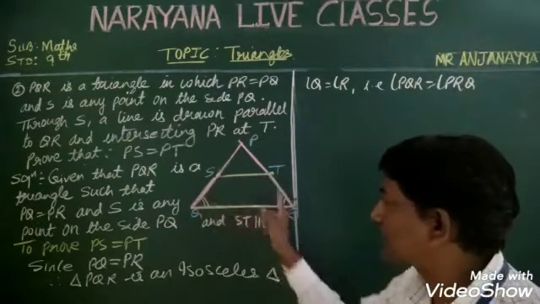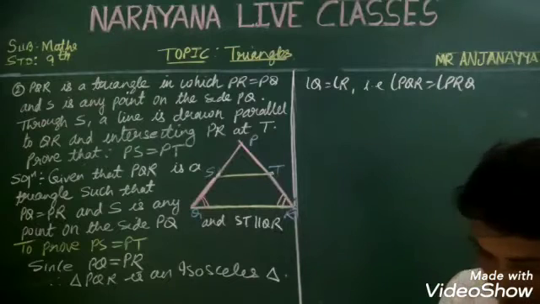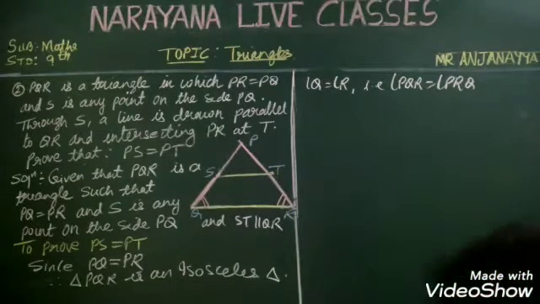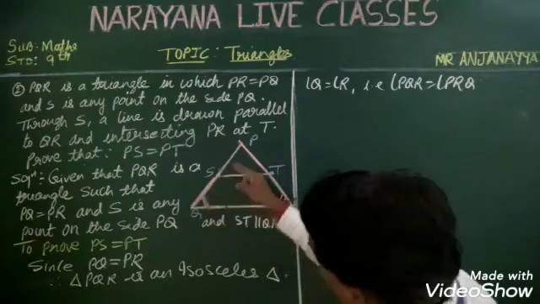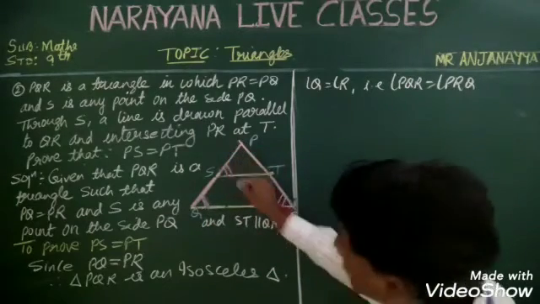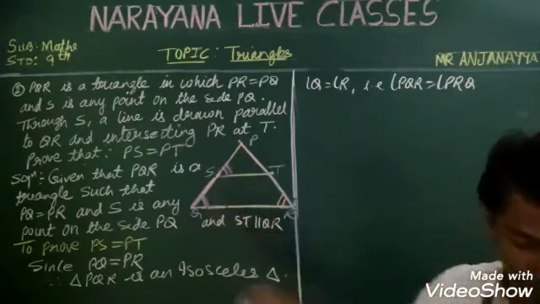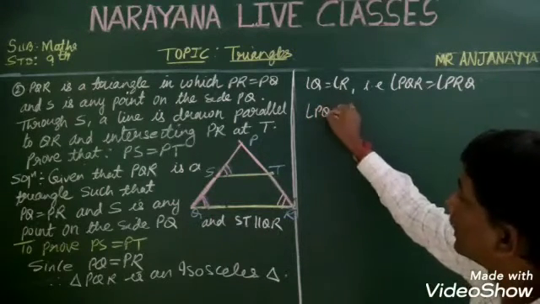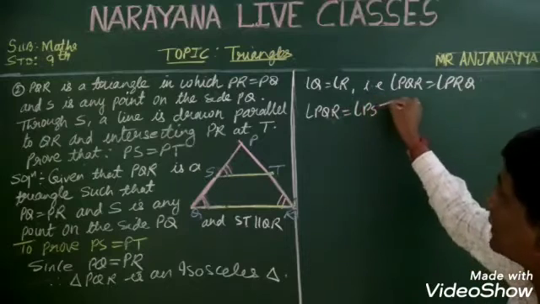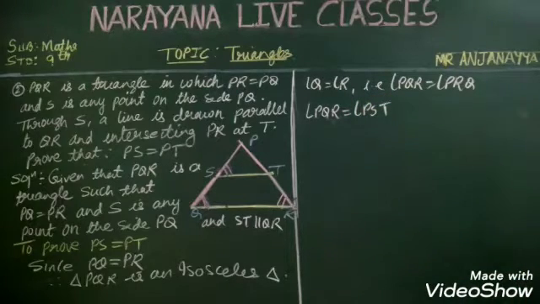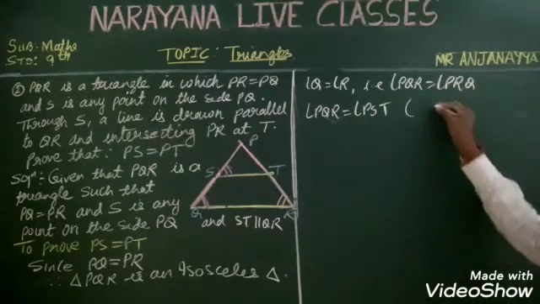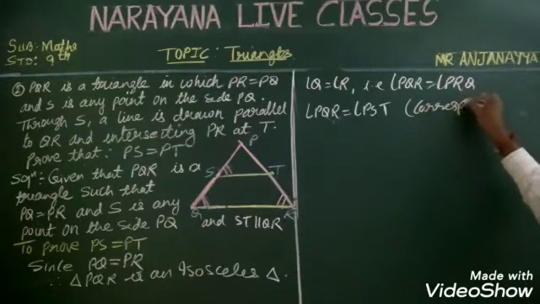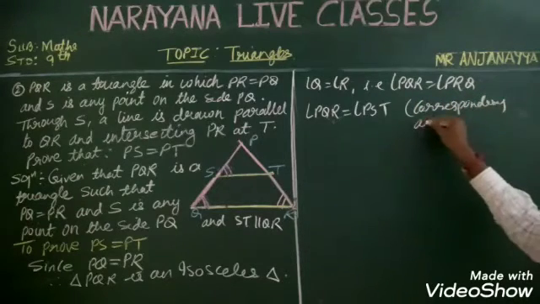Now we know these two lines are parallel. So I can say now that this angle, that is PQR, and PST, these are corresponding angles. So I can say angle PQR is equal to angle PST because the lines are parallel. They are nothing but corresponding angles.